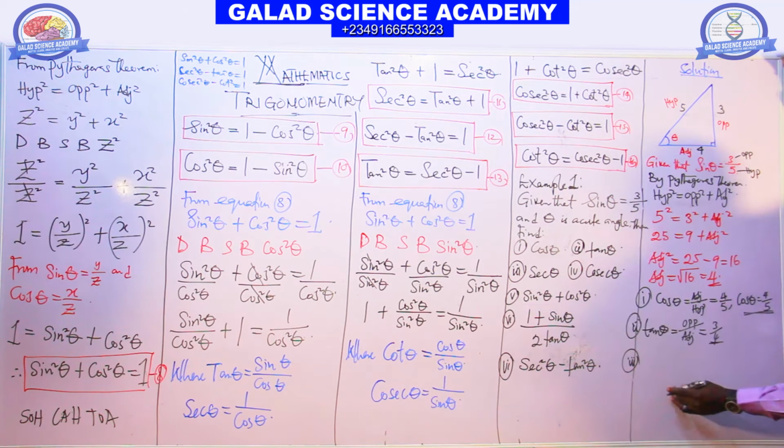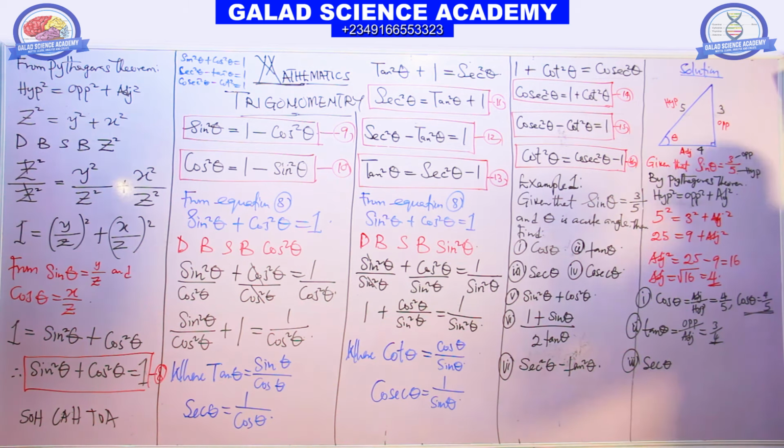We have to find sec theta. What is sec theta? I said earlier that sec theta is the reciprocal of cos theta. Sec is 1 over cos theta. So what is our cos here? 4 over 5. We have 1 over 4 over 5, and that gives us 5 over 4.